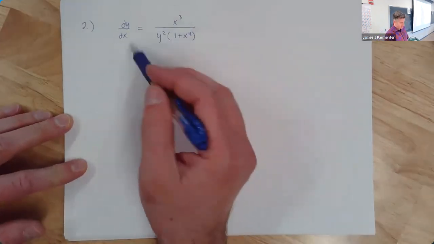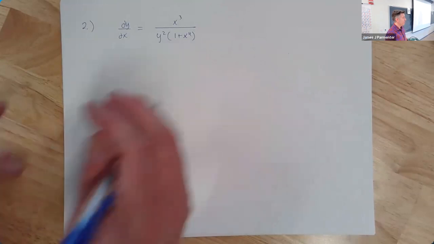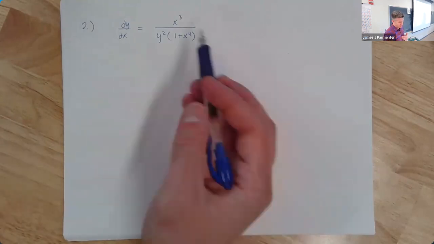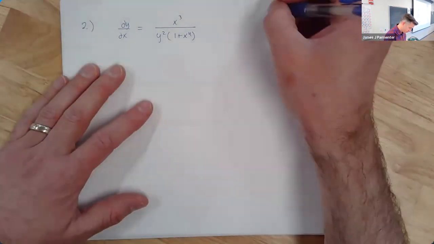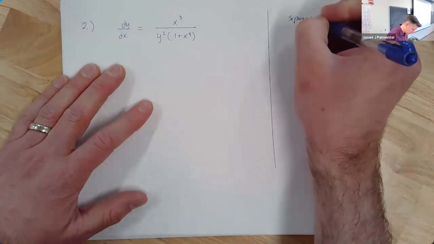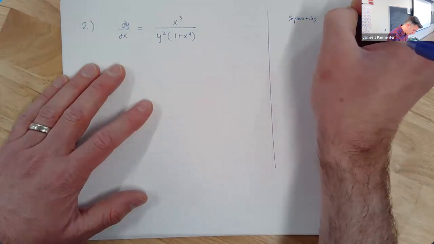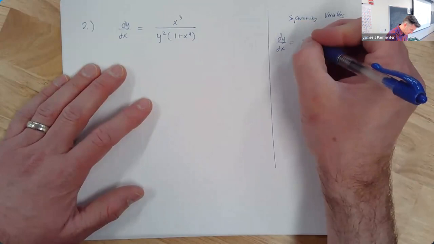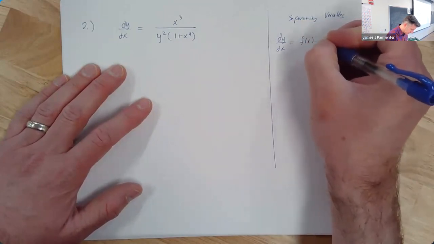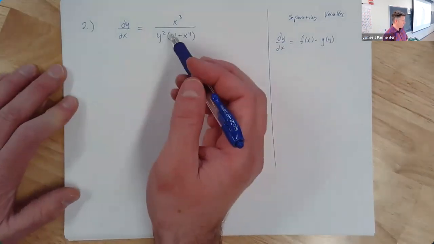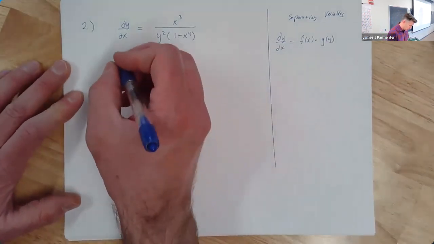So here, when I look at this, if we're going to separate the variables, what we really mean is you're going to put all of one type on one side and all the other type on the other side. Some people like to say that when you're separating variables, you should be able to write your derivative dy dx as a function of x times a function of y. Which we totally could do here, right? You could, if you really wanted to.